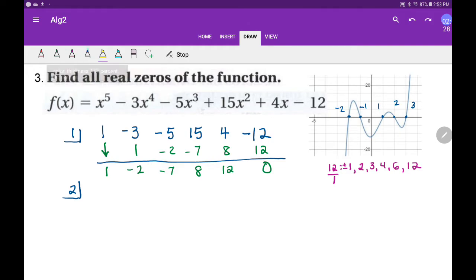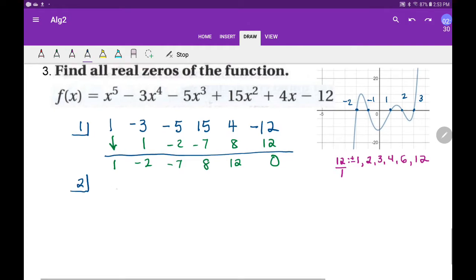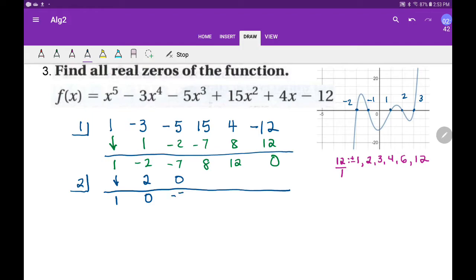I'm getting a little lazy. We're going to bring down the 1. 1 times 2 is 2. Plus negative 2 is 0. Times 2 is 0. Plus negative 7 is negative 7. Times 2 is negative 14. Plus 8 is negative 6. Times 2 is negative 12. Plus 12 is 0. We have another 0.